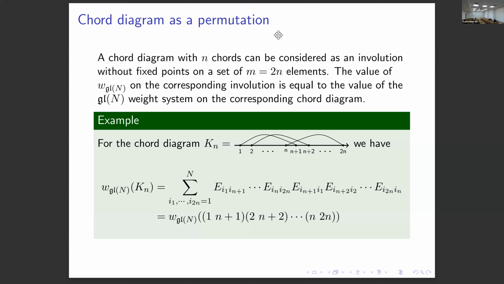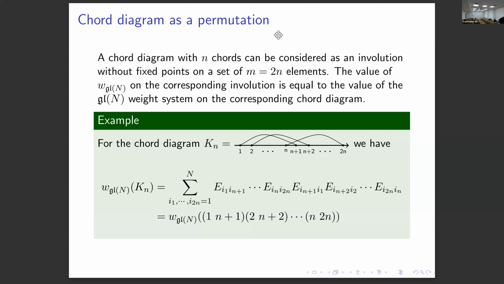A transposition of the endpoints. Yes, a transposition of the endpoints. And the value of the weight system W_gl_N for the chord diagram is the same as our definition for the corresponding permutation. And here is an example where K_n is a chord diagram.